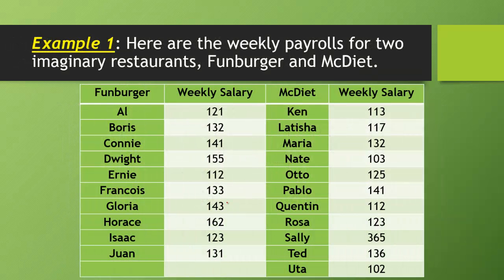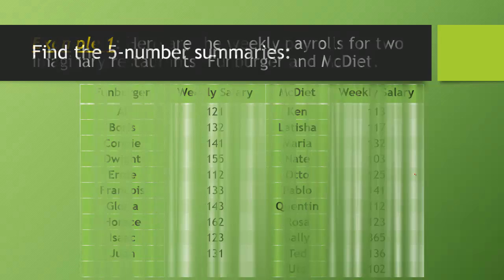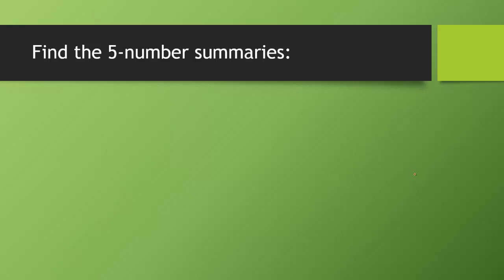Now we're going to work with an example which is closer to what you would see on a test. These are the weekly payrolls for 2 imaginary restaurants, Fun Burger and McDiet. I didn't come up with their names. Fun Burger has 10 employees, McDiet has 11, and it gives their weekly salary. So you're going to see how we work with an even number amount of data and an odd number. We're going to find the 5-number summaries.